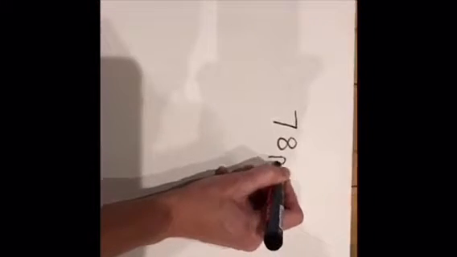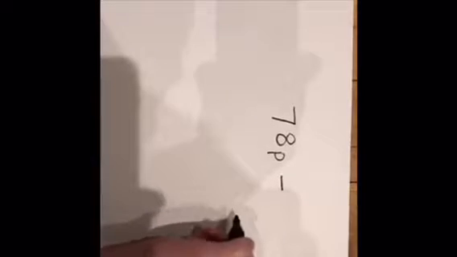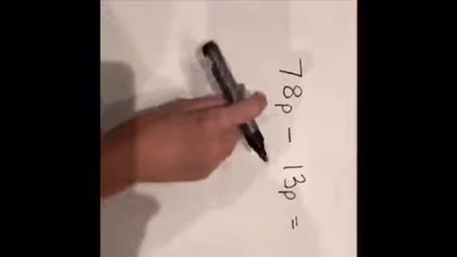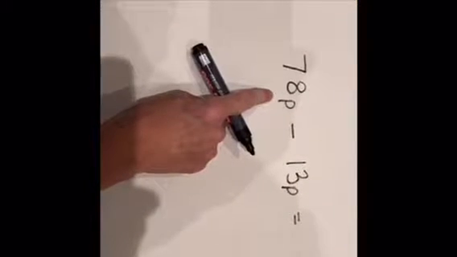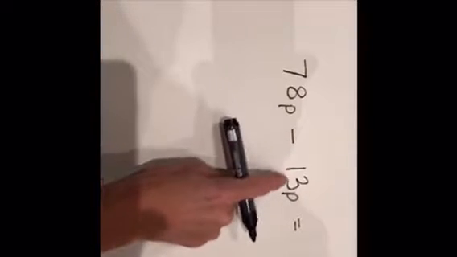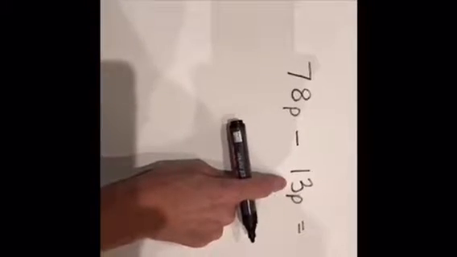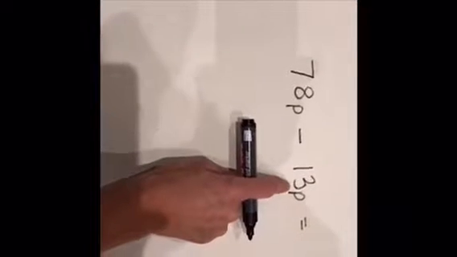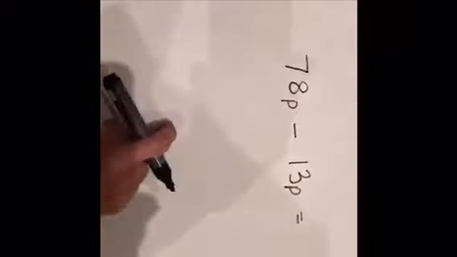So first here we've got 78 pence and we are taking away 13 pence. So this is how much money I had before. I'm subtracting this much money. Maybe I have spent this. And so I'm taking it off what I had before.